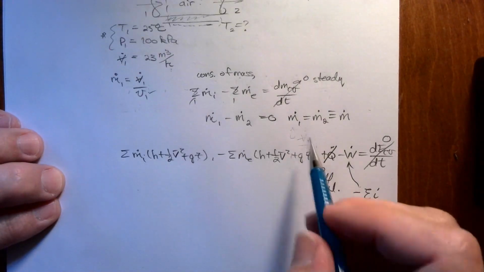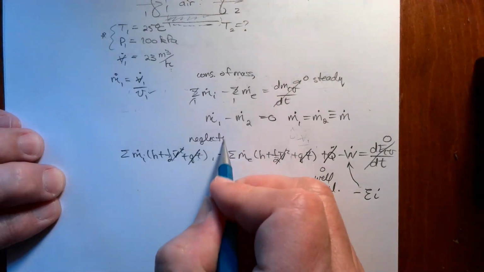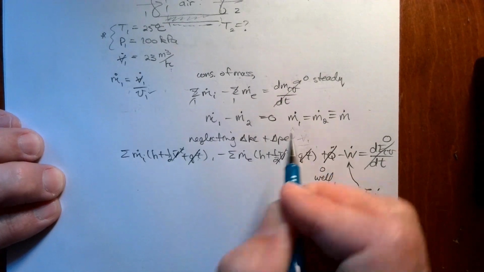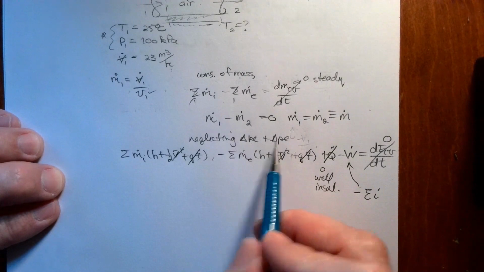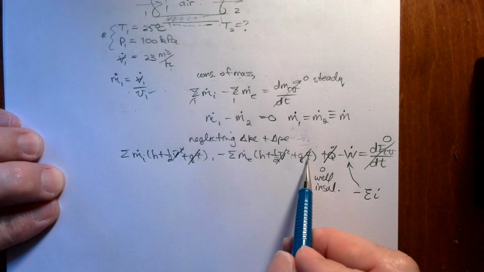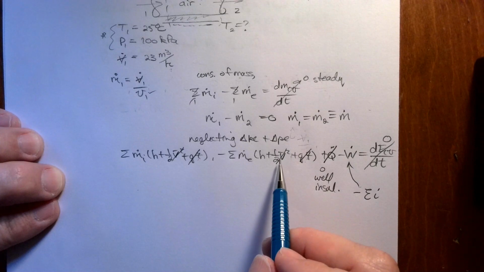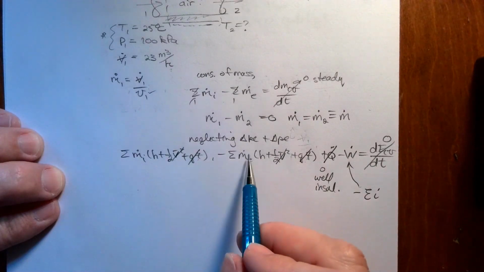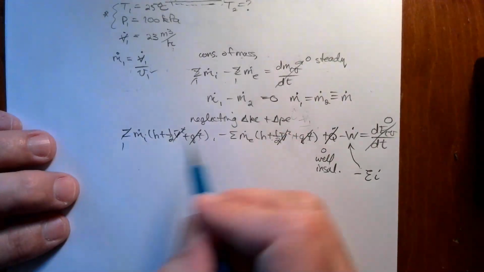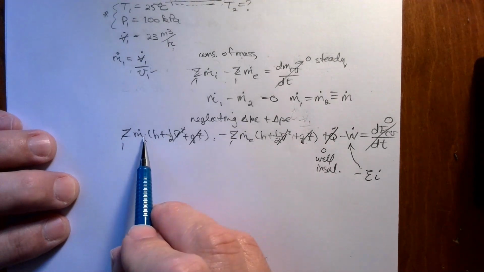Neglecting kinetic and potential energy changes, neglecting delta kinetic energy plus delta potential energy. I'm calling those lowercase because this is per unit mass, right? So gz here and gz there, I'm assuming that there's no significant difference between those two. Neglecting potential energy, neglecting kinetic energy, I'm assuming there's no significant difference between those two. One inlet, one exit, right? So it's just one m dot that we can factor out.